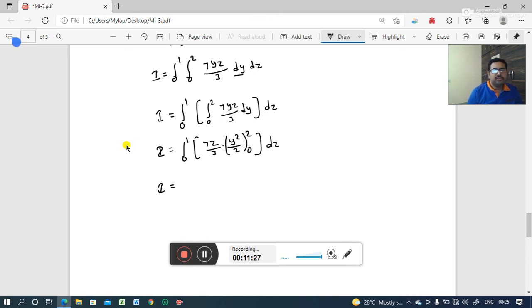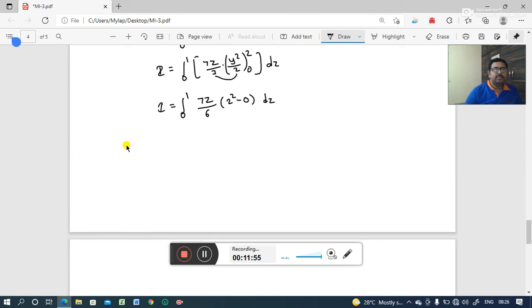So, therefore, I is equal to integral 0 to 1, 7z divided by, in the denominator 2 is there now, if you multiply 3 into 2 you get 6, and in place of y square you are going to use the upper and lower limits. So, your upper limit of y is 2 and lower limit of y is 0. Therefore, you can write it as 2 square minus 0 into dz. So, if you simplify this, I is equal to integral 0 to 1. Here 2 square gives 4. So, 4 into 7.